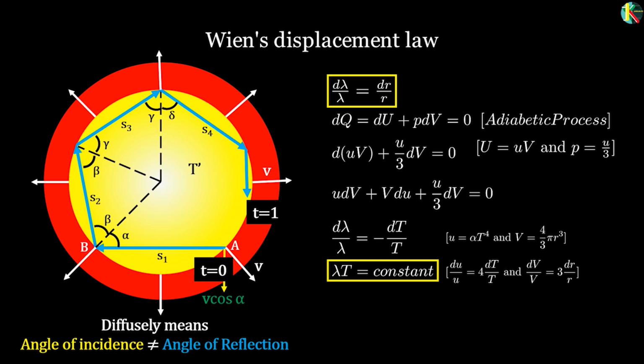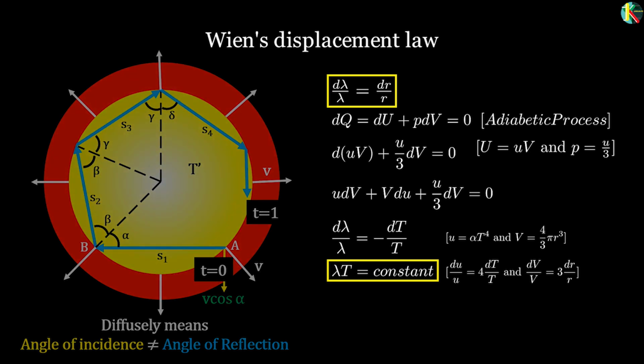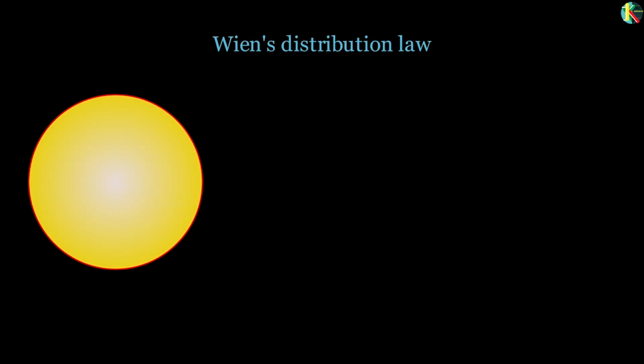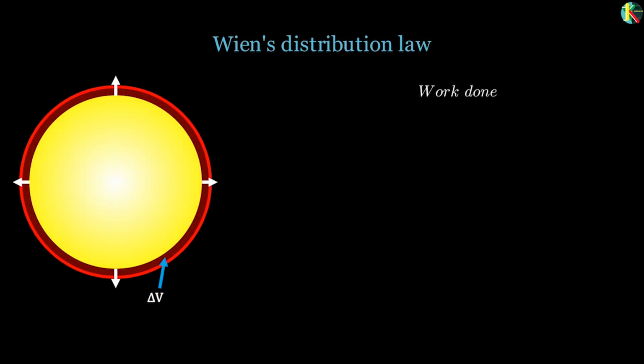It can be shown that the results will hold good for an enclosure of any shape, not necessarily restricted to the spherical one. Now let us move to Wien's distribution law. The work done in adiabatic expansion by the radiation of wavelengths between lambda and lambda plus d lambda is p lambda multiplied by delta V. Here p lambda is the pressure due to radiation of wavelength between lambda and lambda plus d lambda. So this is equal to u lambda multiplied by d lambda by 3.